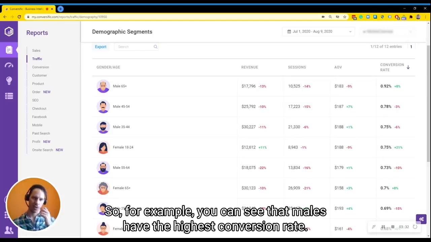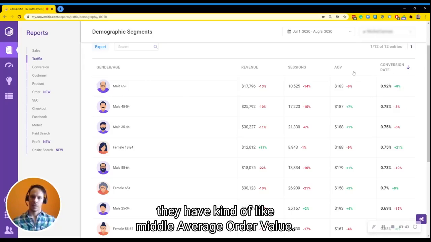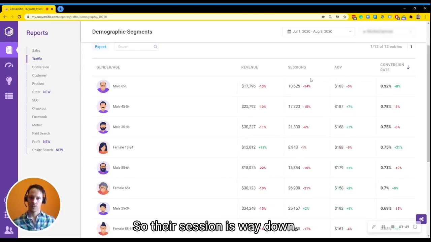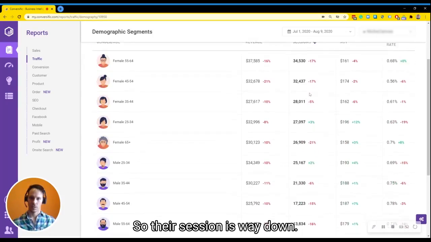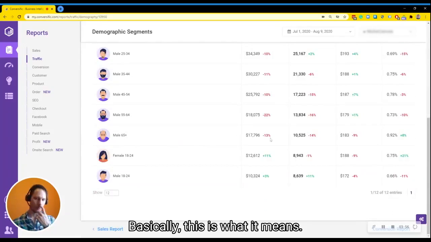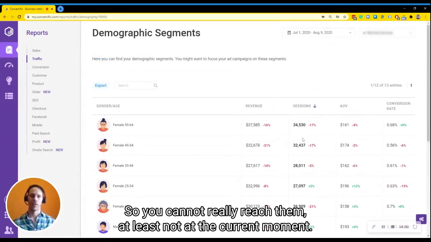And then it's also great to understand the conversion rate. So, for example, you can see that males 65 plus have the highest conversion rate, but they have kind of a middle average order value, and their sessions are way down. So there aren't too many of them. Basically, this is what it means. So you cannot really reach them, at least not at the current moment.